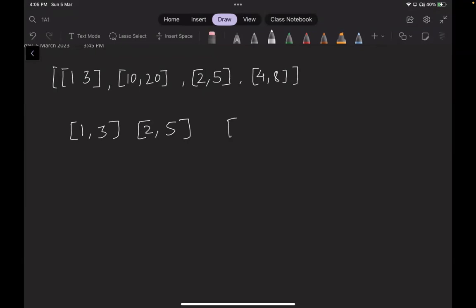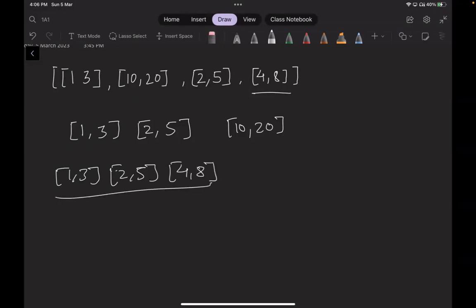If I take another range, let's say 10, 20, do we have any overlapping range for 10, 20 here? No, right? Now if you see 4, 8, is this overlapping with any of the ranges I have written? It overlaps with 2, 5, right? So now 1, 3, 2, 5, and 4, 8 are in one group, wherever we place this, we have to place it together.